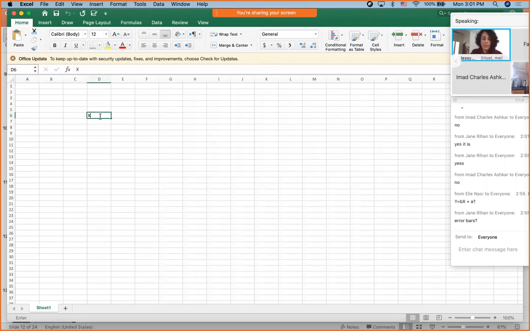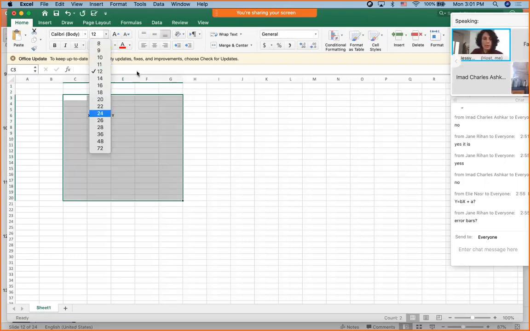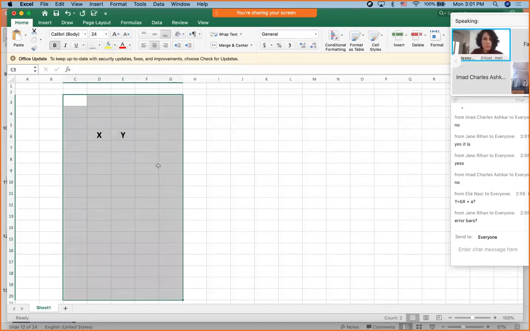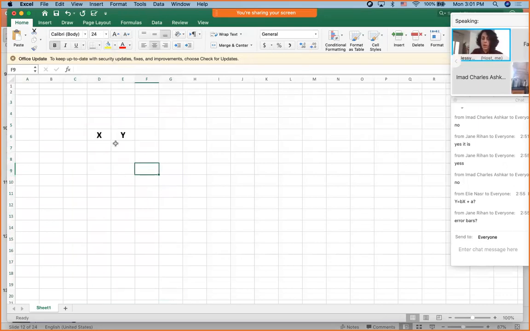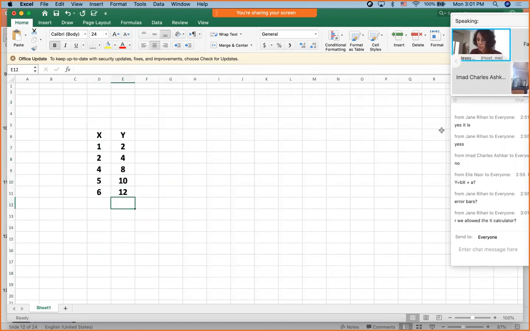Now I'm gonna put X and Y. Let me make this a bit bigger and let me make it centered so you can see. X and Y are not needed. They're only for myself because I need to remember which is the X, which is the Y. I'm gonna throw values randomly and I'm gonna say this is the double, although experimentally we will never ever have this. Usually we have a scattering around some linear relationship.